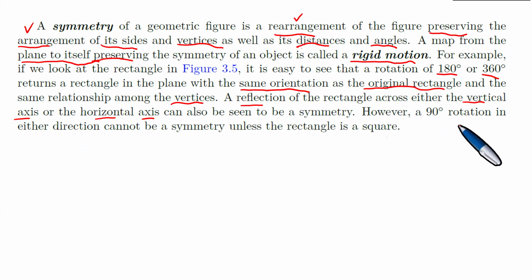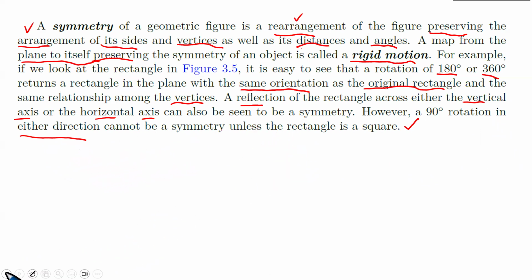However, a 90-degree rotation in either direction cannot be a symmetry unless the rectangle is a square. Okay, so however, a 90-degree rotation in either direction, well, this is very important. A 90-degree rotation in either clockwise or counterclockwise direction cannot be a symmetry unless the rectangle is a square.